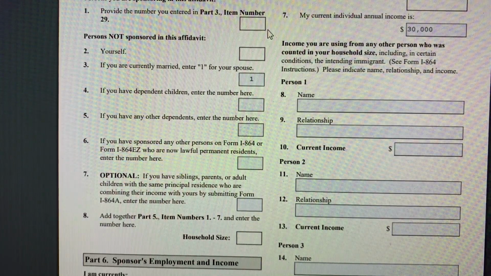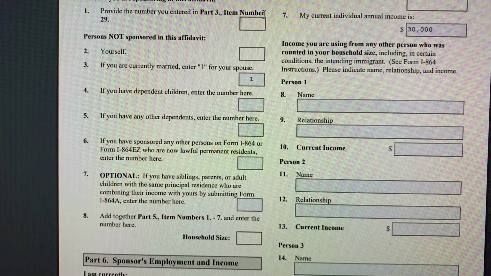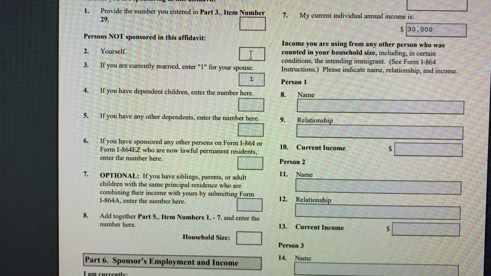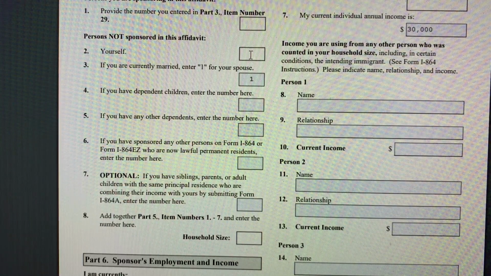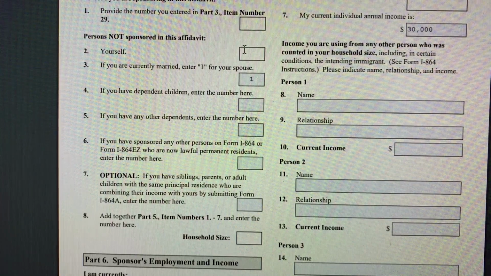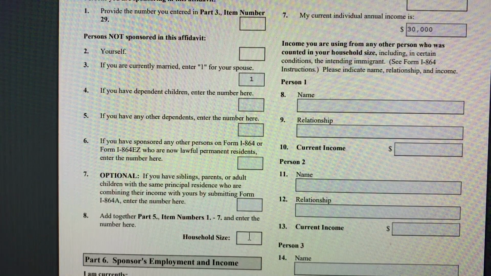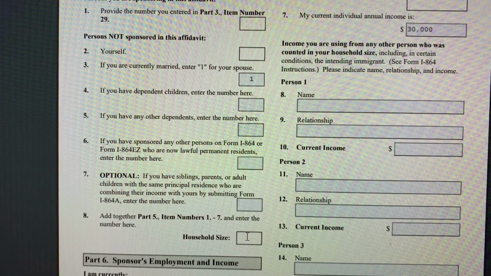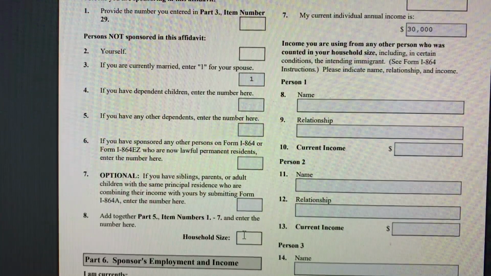Wait, provide the number entered in Part 1 and person sponsored in the affidavit, 1, yourself 1. For your spouse. So I put 2 here. Household size 2, just me and him.